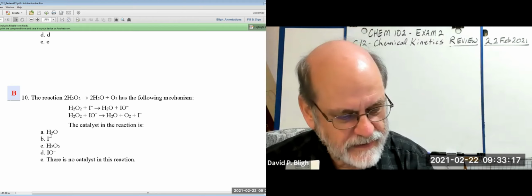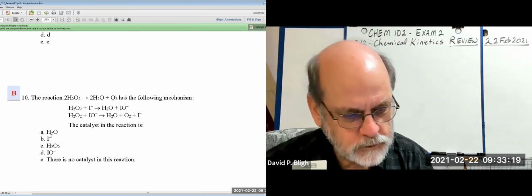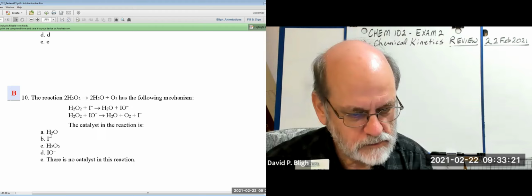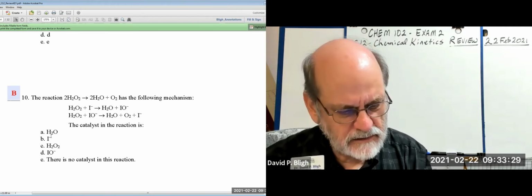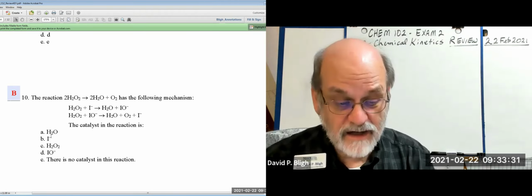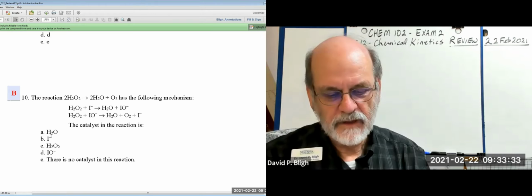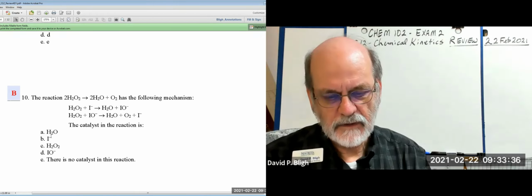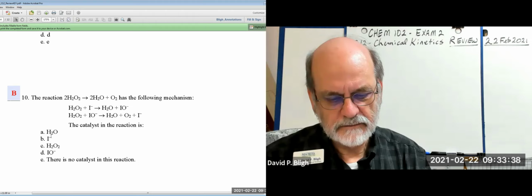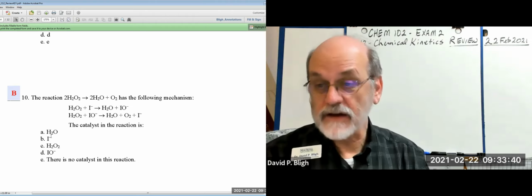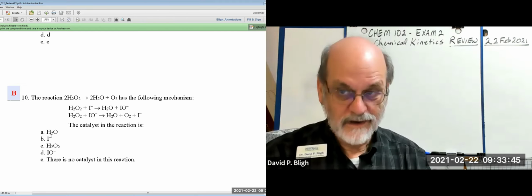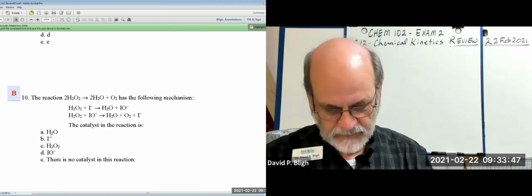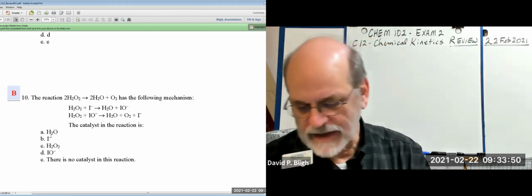Let's see. Number 11 is a little off the wall, and it takes a lot of time to do 11 because you have to actually plot the data to get the answer. So that's something that you do as more or less homework. It's not something that you would get in an exam.